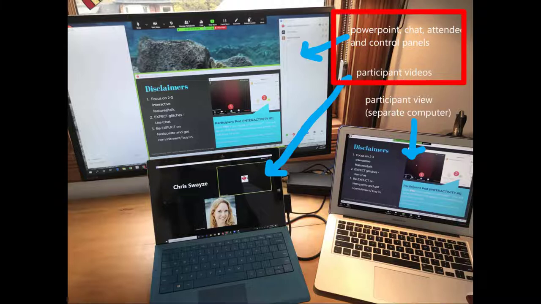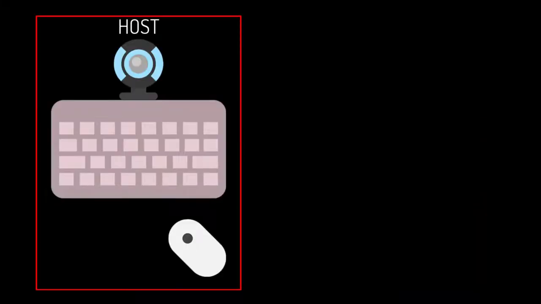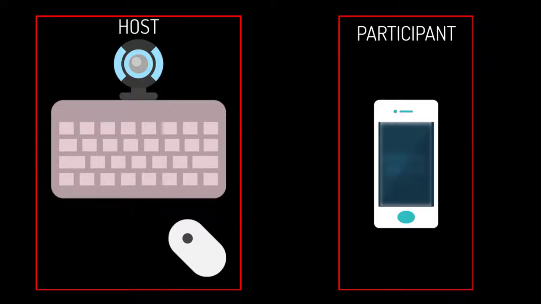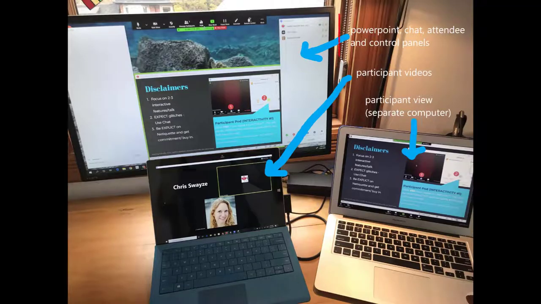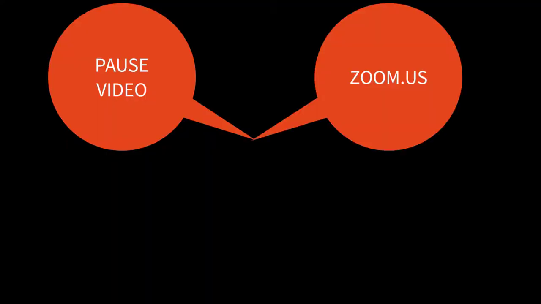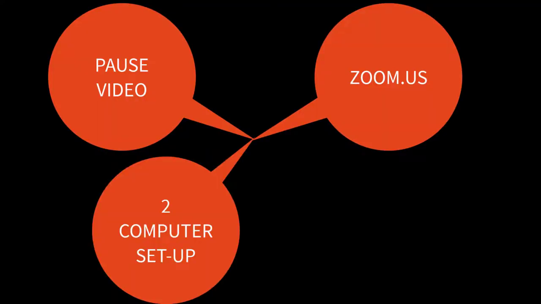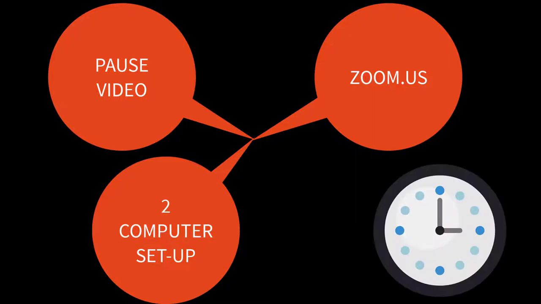One as a host and one as a participant, or at least one computer as a host and a smartphone as a participant. You can see here that my main or host computer also has two monitors to allow more real estate to see my participant videos and participant pod, as well as chat and my slides. Otherwise, this is a lot to fit into one screen. So take this time now to set up a Zoom account and your two computer setup. Don't worry, we'll be waiting right here.